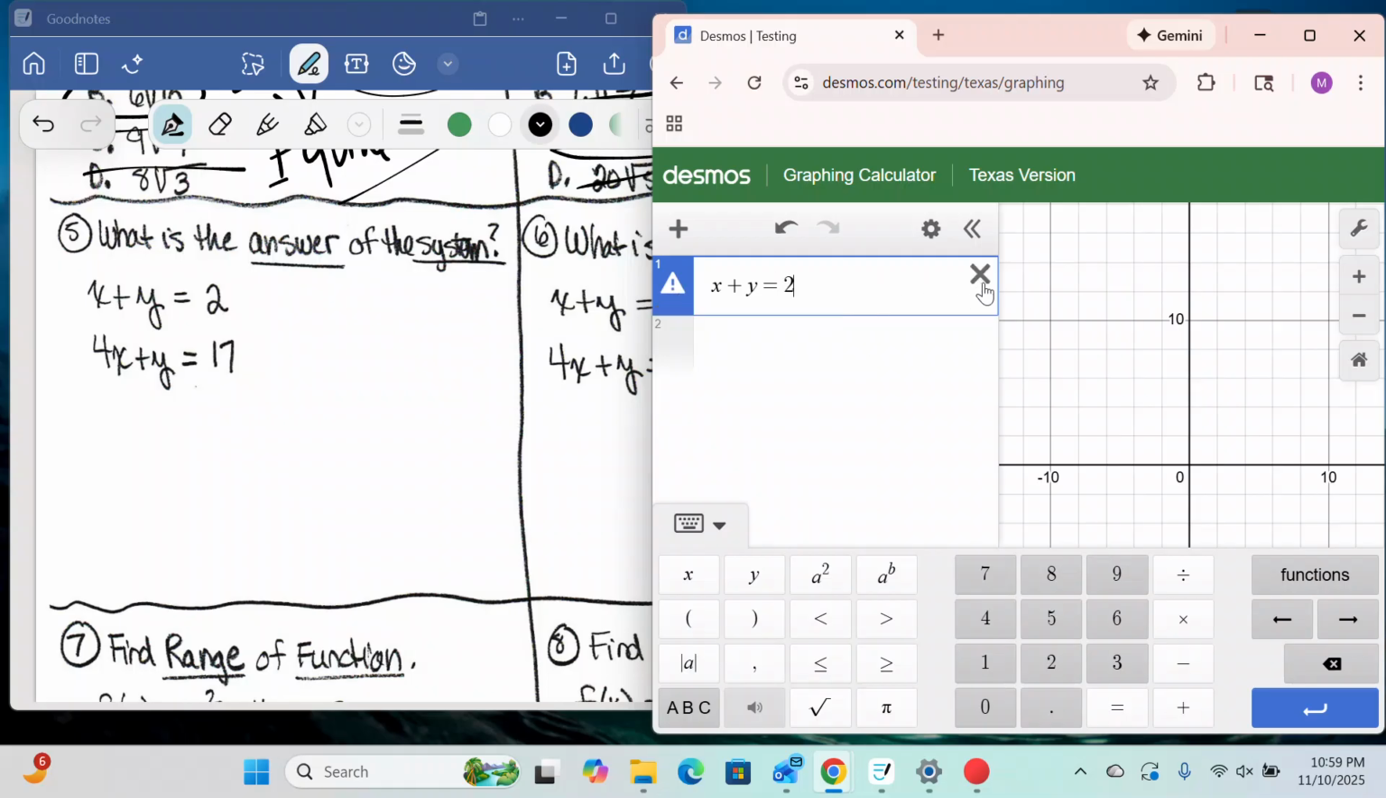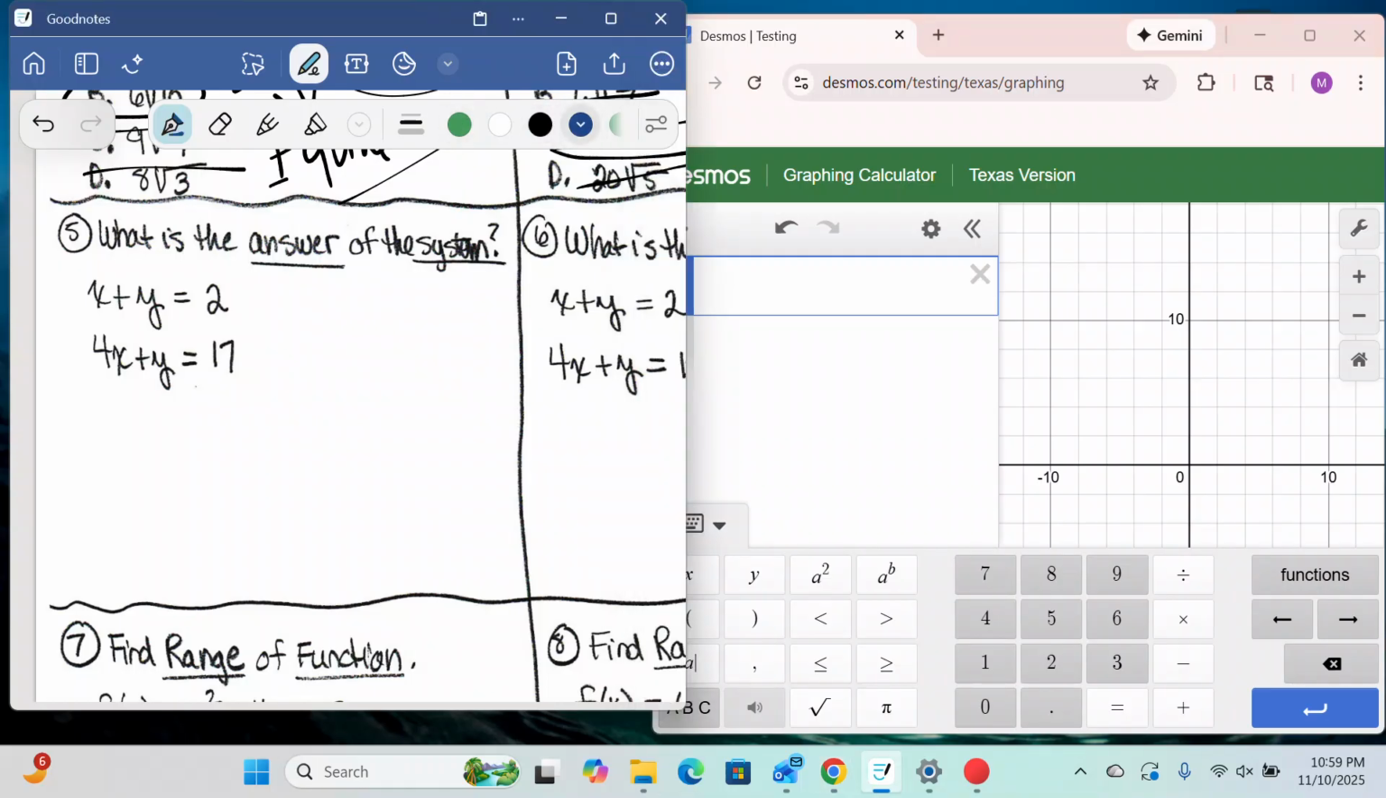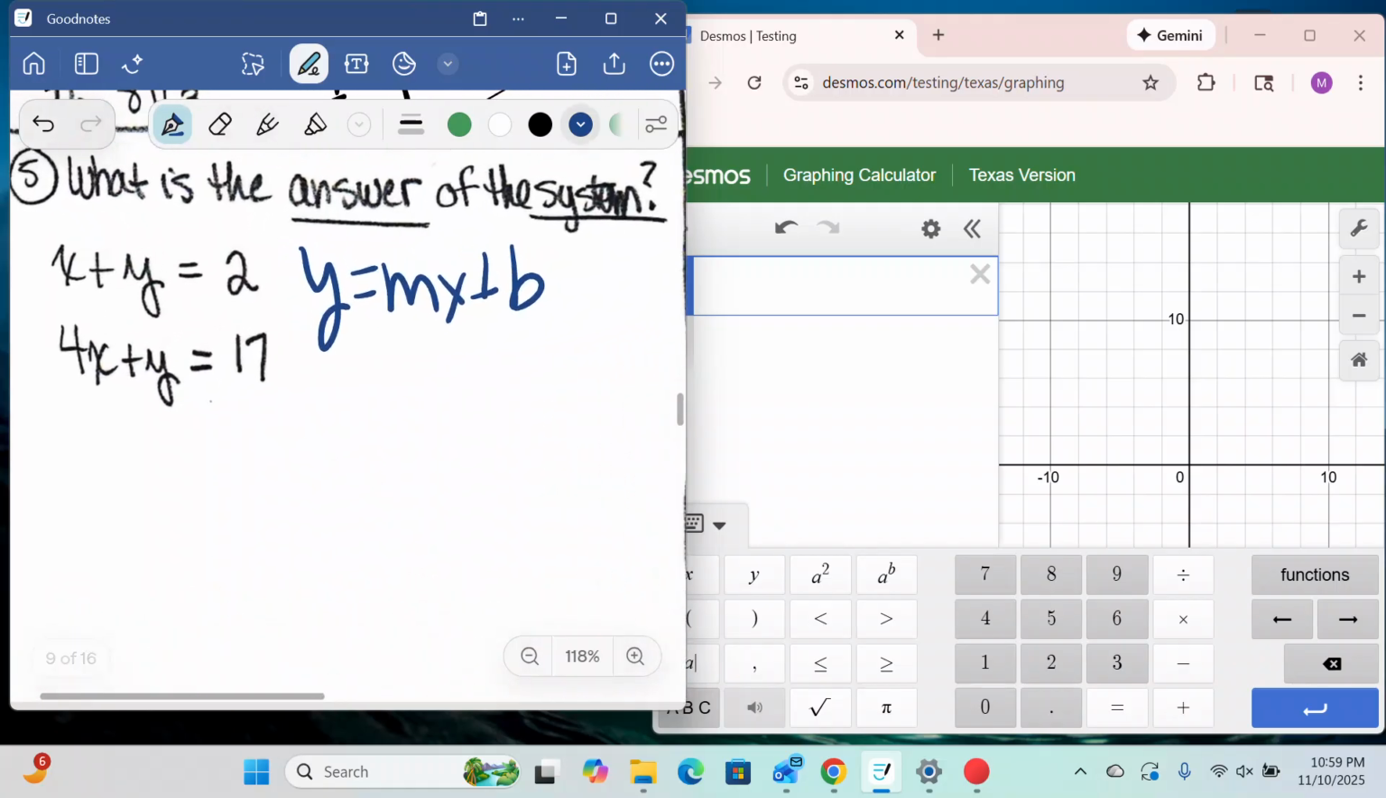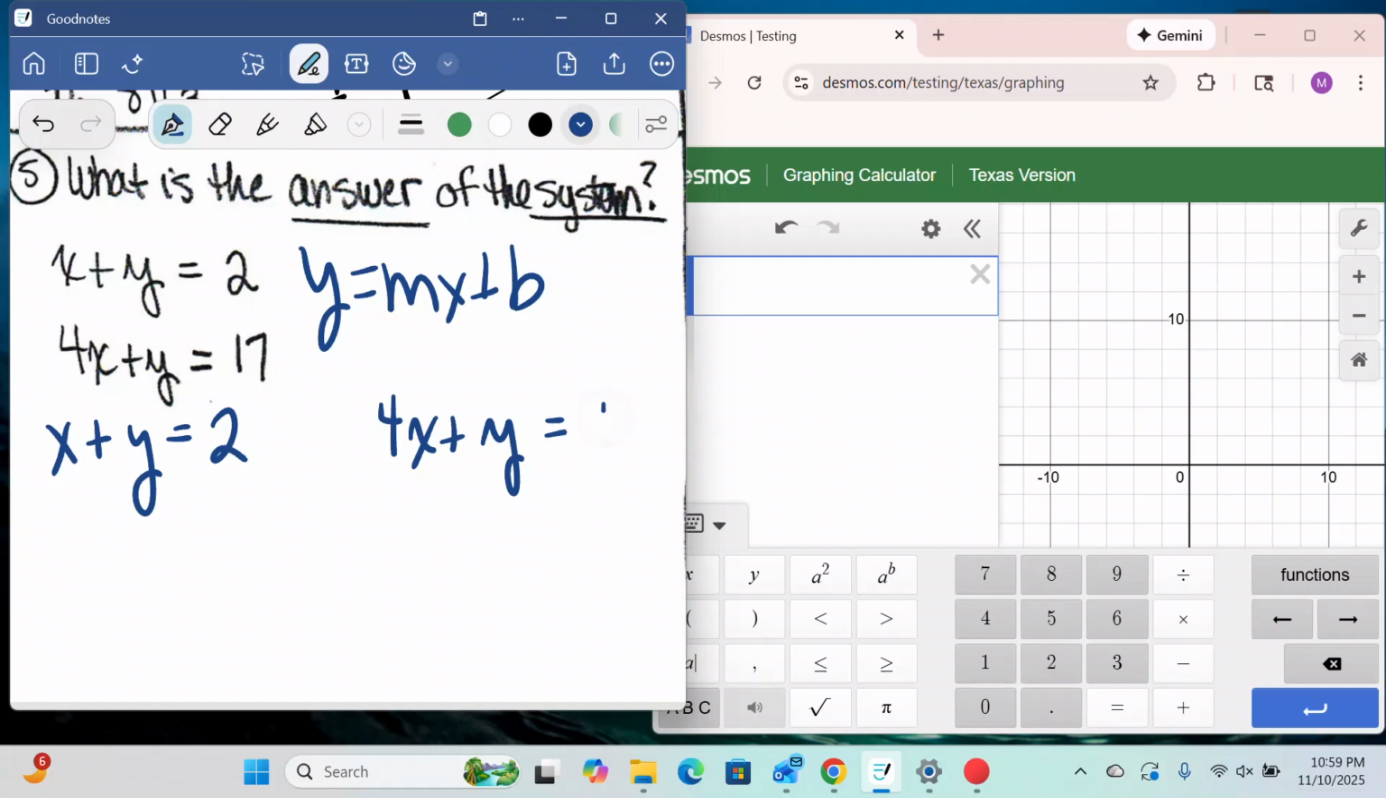Why? Because they don't want it in that format. The only thing Desmos does is do all the work for you, but it must be in y equals mx plus b. If you don't have it in y equals mx plus b, it will not graph it for you. So we're going to rewrite each equation, x plus y equals 2, and I'm going to show you how easy it is, and 4x plus y equals 17. Again, I'm going to solve for y, so I'm going to circle my y right here, positive y, and circle my y.